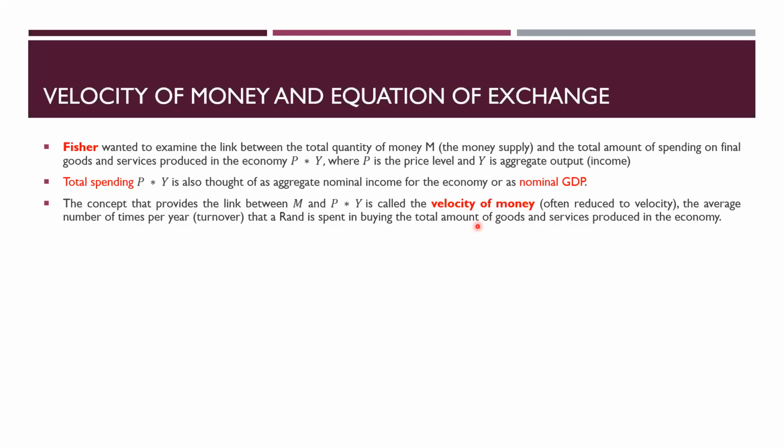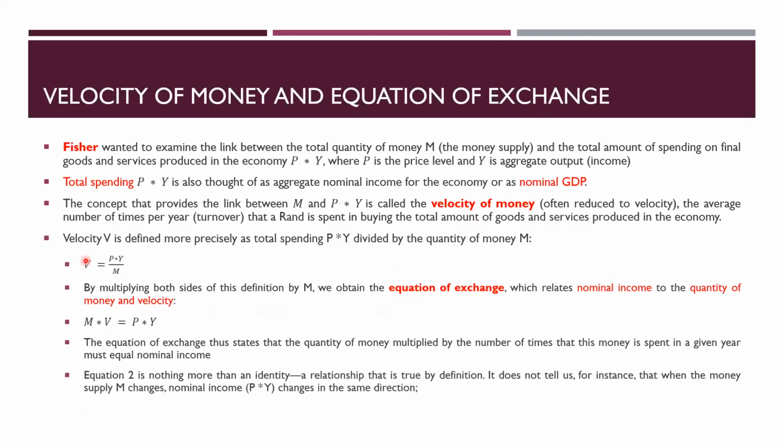So you can look at this, in other words, by the number of times a unit of a rand has been spent in buying the total amount of goods that is produced in the economy. So the velocity V is defined more precisely as the total spending PY divided by the quantity of money that we have in the economy. So if you want to calculate velocity of circulation, we simply divide the total value of goods and services in the economy by the amount of money that we have.